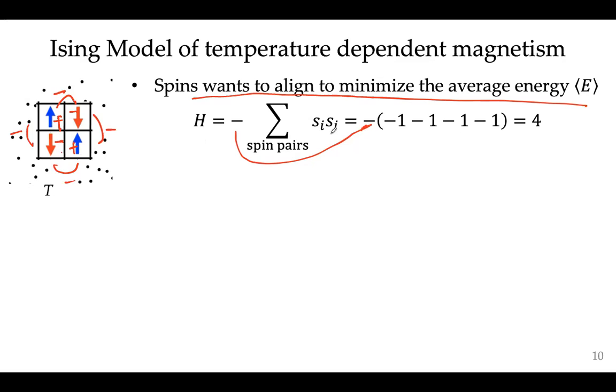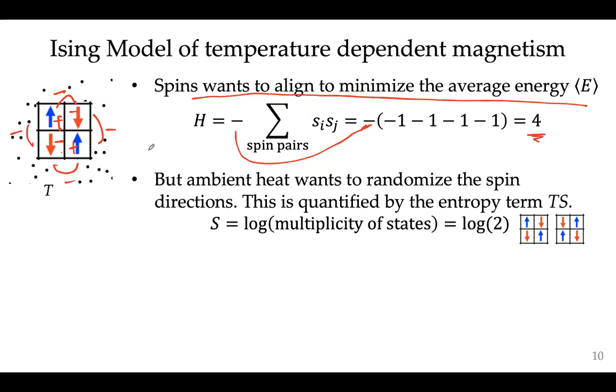So the final result for the total energy is 4 for this particular configuration. Okay, what about the heat? So the ambient heat, these little particles are representing the heat. They basically want to randomize the spin directions, and this is quantified by the entropy term TS. T is the temperature, S is the entropy.